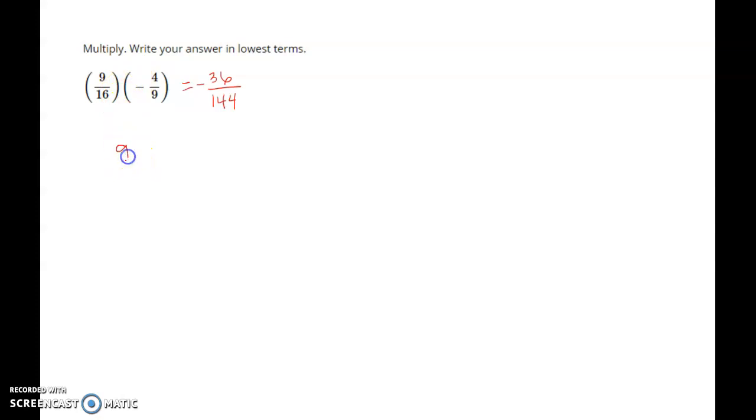So I'm instead going to look for opportunities to cross cancel, and this makes it much easier to do this problem without a calculator. So when you cross cancel, what you're doing is you're looking at numbers that are diagonal from each other that both can divide the same number. Well, I see the 9s, they both can divide by 9.